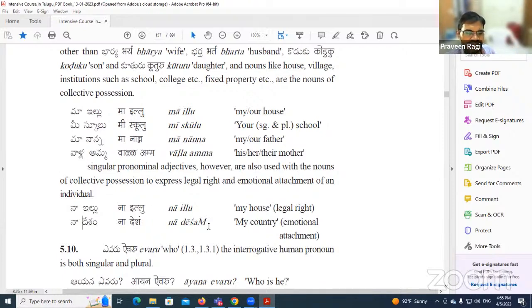But in general, when we are talking, if the listeners also belong to our country, we can say "manadesham" or "madesham." No, not "madesham" again, if we are not including the listener. So this is the difference. My country means "nadesham."